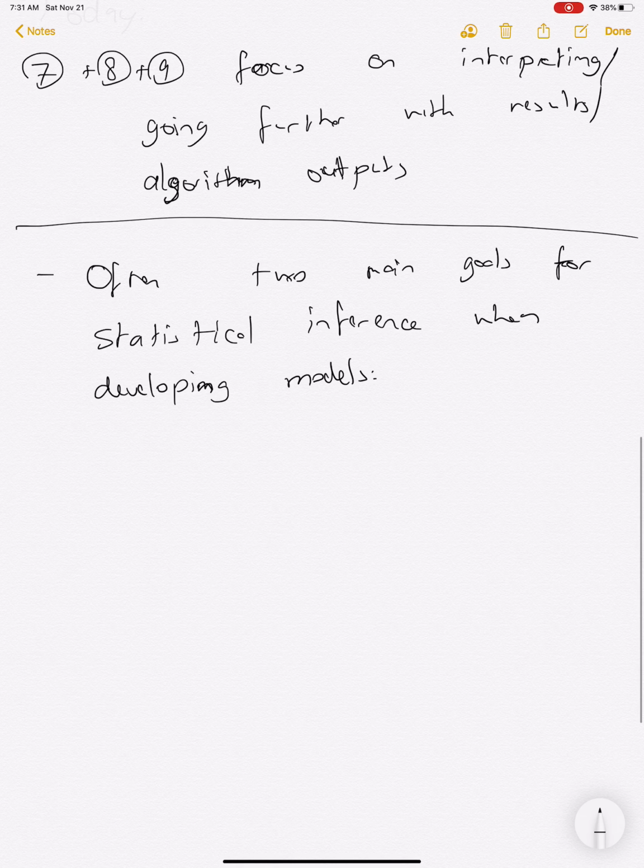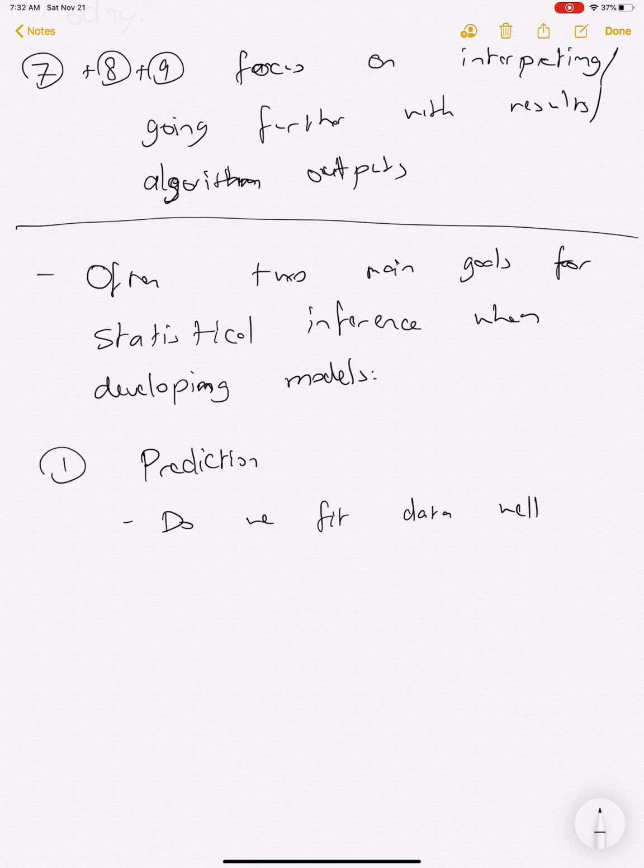So the first one, which we've already touched on, is prediction. And what that really means is, do we fit our data well? When we say fit data well, we're typically talking about something like the test error. And this is usually a basic requirement of algorithms.